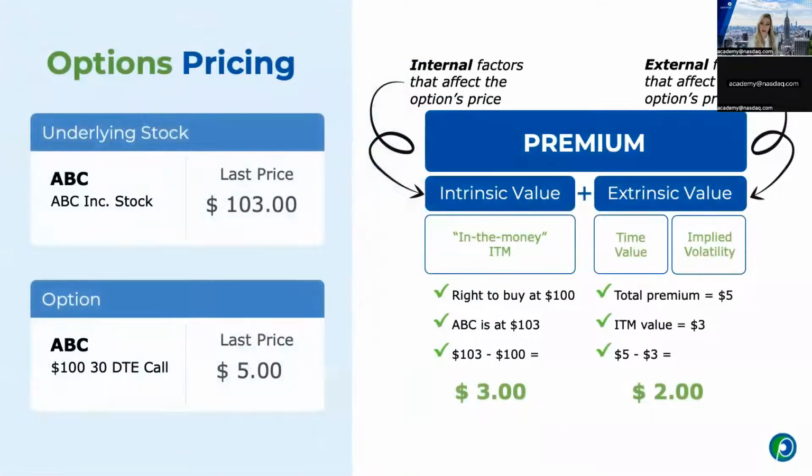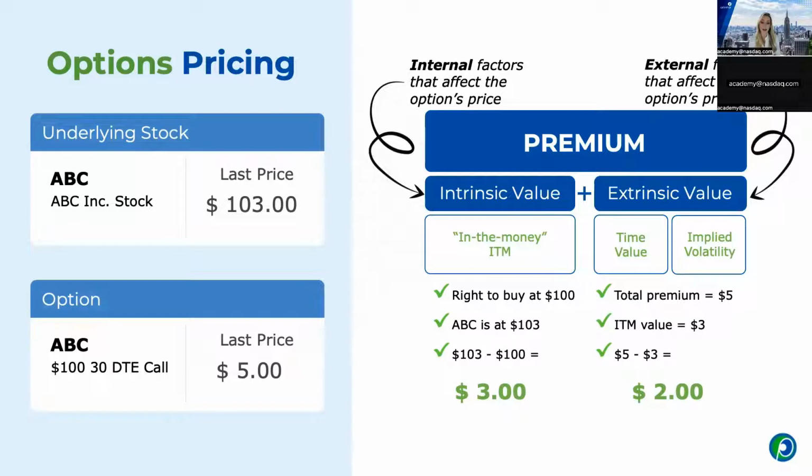So let's do a quick review of options pricing. You can refer back to that previous slide and have it in your mind, focusing on a long call, which is what we're going to focus on right now. So let's say we have an underlying security, we call it ABC, and it's trading at 103. And we have this ABC option with a 30-day expiration, and that's trading at 5. So we need to understand what comprises that premium. And we have all the information we need.